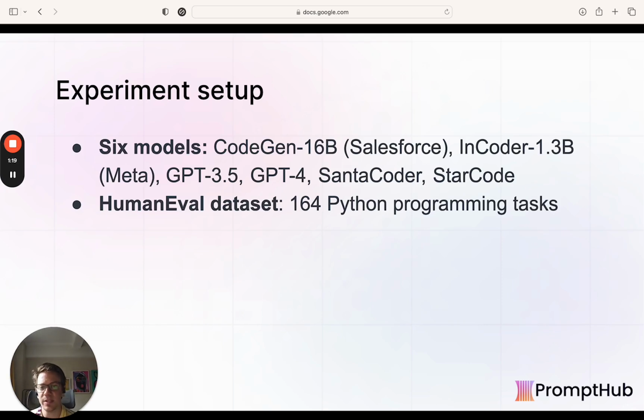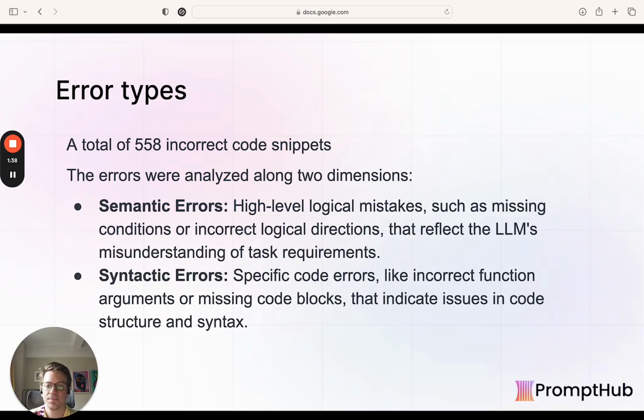What they did is basically test a bunch of different models, including GPT-4, 3.5, a Salesforce model, something from Meta, and a couple of other ones. They tested on the HumanEval dataset, which is 164 Python tasks. So 164 tasks, 6 models. It's pretty extensive. And in total, there were 558 incorrect code snippets.